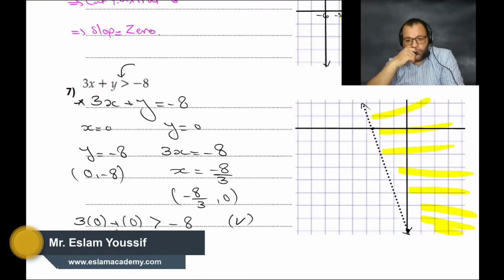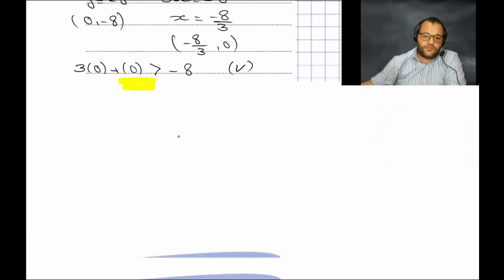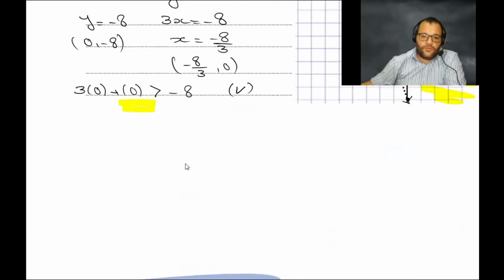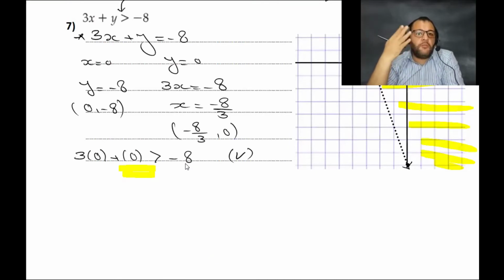Clear? Is there any point that is not clear for this one? Is there anyone who didn't understand how we can graph the inequality? Because in the next lesson, inshallah, we will learn how to solve a system of inequalities. It means the graph will contain more than one inequality. Any problem?